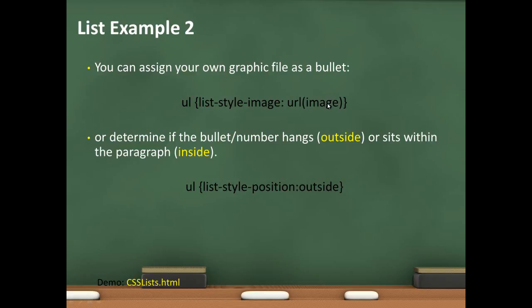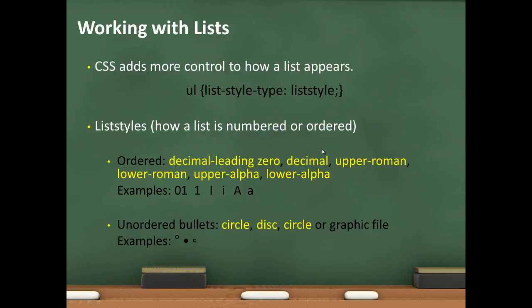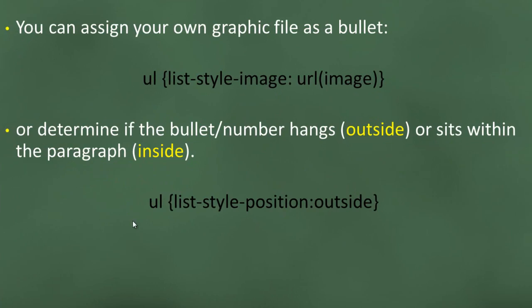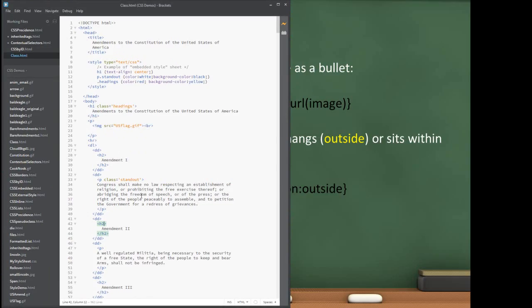The other thing that I can do is control where that bullet sits. If you look at this slide, you'll notice the bullet here always sits on the outside, but I can change that from outside to inside if I choose to. So I can change the alignment of it. Let's take a look at CSS lists here and see what that demonstration is going to produce for us.